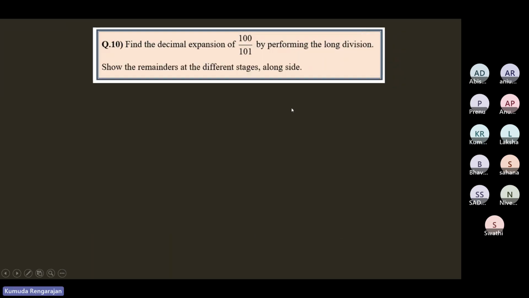Find the decimal expansion of 100 by 101 by performing the long division. Abhishek, what is the decimal expansion of 100 by 101?